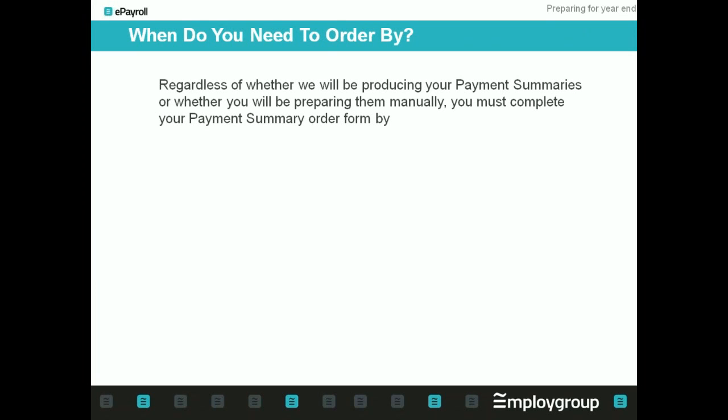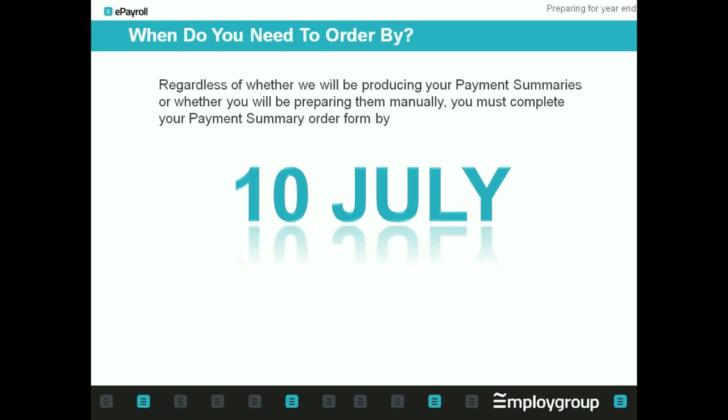Regardless of whether we'll be producing your payment summaries or whether you'll be preparing them manually, you need to complete your payment summary order form by the 10th of July. We ask you to complete that form even if you don't want us to produce payment summaries, because it does help us with our planning to make sure that everybody's payment summaries are produced and available as early as possible and before the 14th of July deadline.